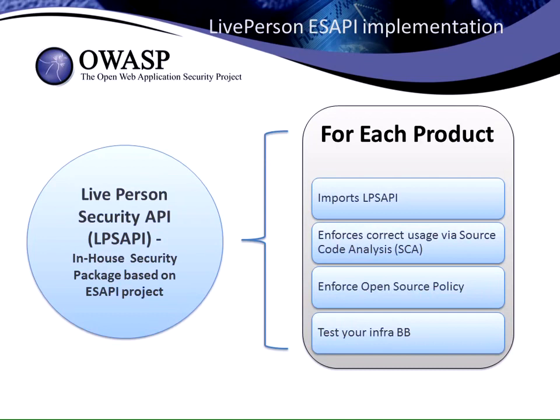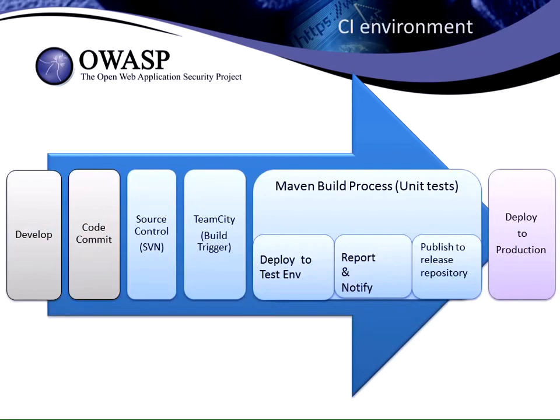When coming to summarize the big picture, we create a live person security API. We import it, we force to import it for each project. We enforced our policy by using static code analysis and open source validation and the delivered validation for each building block that it's supplied. Finally, when we finalize writing our code, we want to do a check-in.